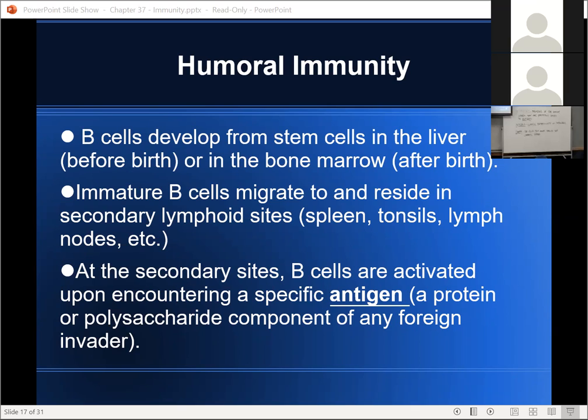Again, I defined what an antigen is on the whiteboard. An antigen is a surface determinant on a pathogen. It can be a protein or it can be a polysaccharide. These surface determinants activate the B cells, and then the B cells will start producing antibodies that are specifically sticky for that antigen that they encountered.